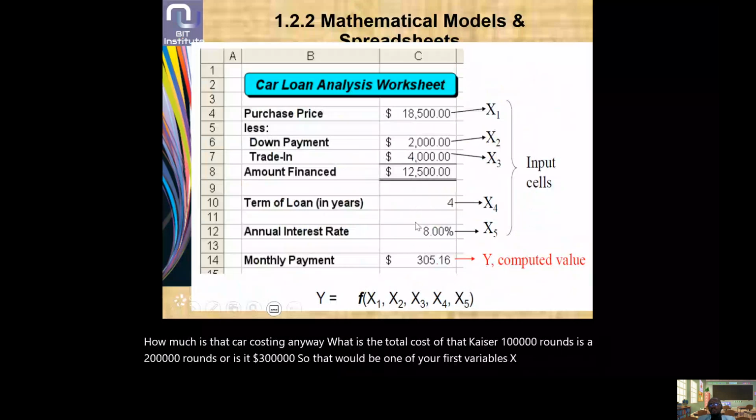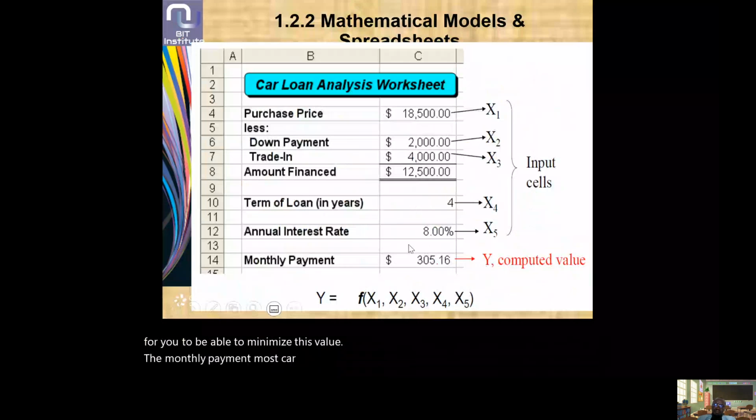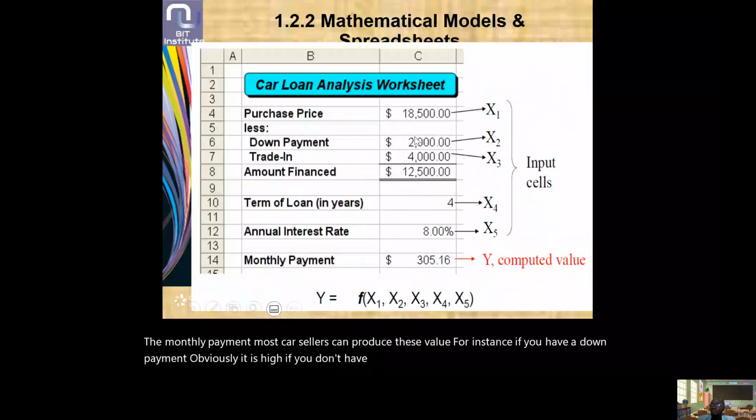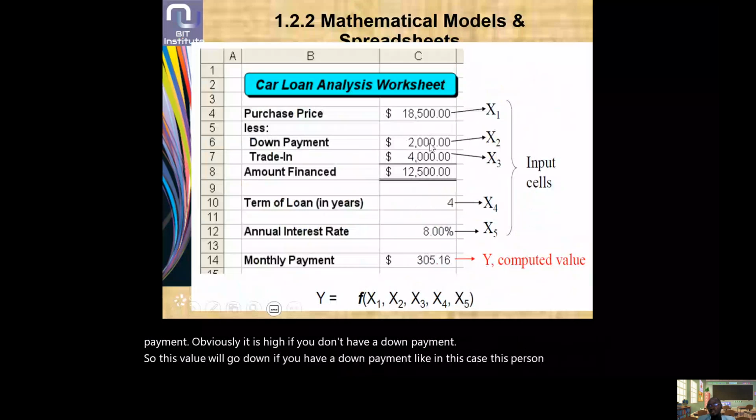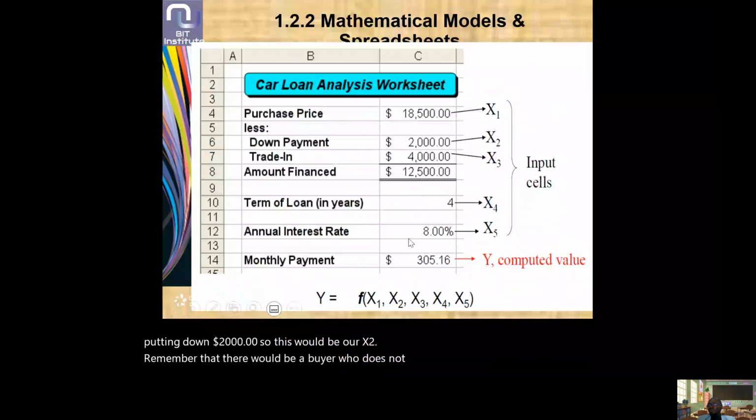And then, for you to be able to minimize the monthly payment, most car sellers can reduce this value. For instance, if you have a down payment, obviously it is high if you don't have a down payment. So this value will go down if you have a down payment. Like in this case, this person is putting down $2,000. So this would be our X2. Remember that there would be a buyer who does not have this down payment, so their monthly payment will be different.